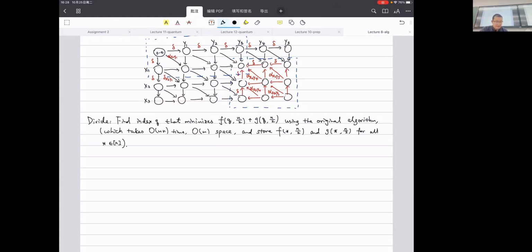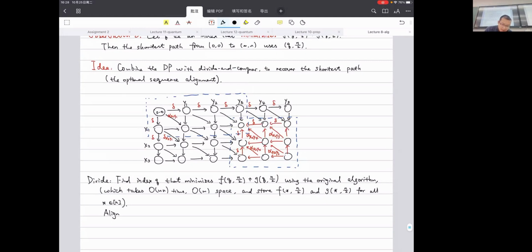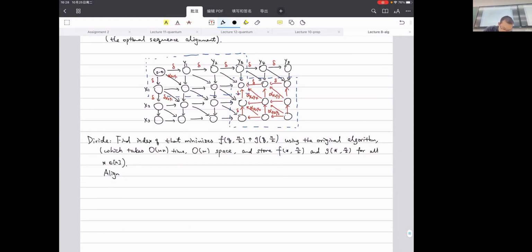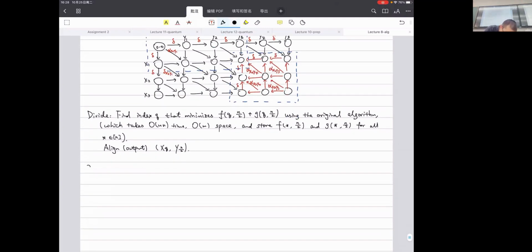After we find the index and minimize this value, the next thing that we are going to do, based on observation 3 here, is that we know the point q n over 2 is going to be one point on the shortest path. We just output it. Output is more like a terminology here. We say output this x q n over 2 as one point of this optimal sequence alignment. And when we do the conquer, we just recursively compute the optimal alignment in each piece.